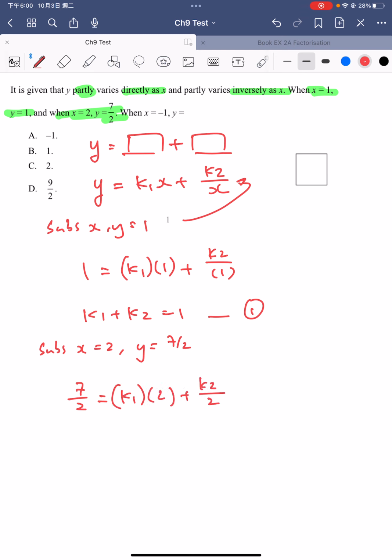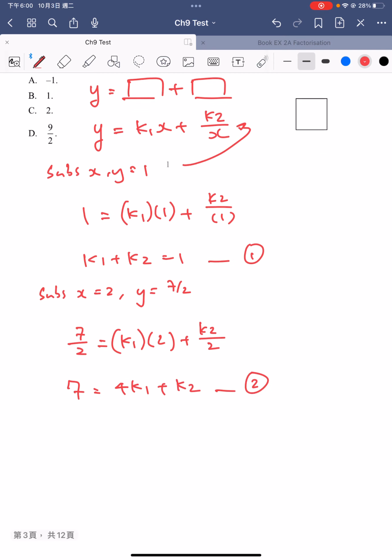I don't want the fraction to be here, so we multiply both sides by 2. So now we have 7 over 2 times 2, so you remove the 2 from the denominator. We got 7. Then we need to use the 2 to multiply all the things inside the bracket. So 2 times k1 times 2 gives you 4k1, and 2 times k2 over 2, the denominator is eliminated, so what we have is just k2. So that is our second formula. Now we have two formulas.